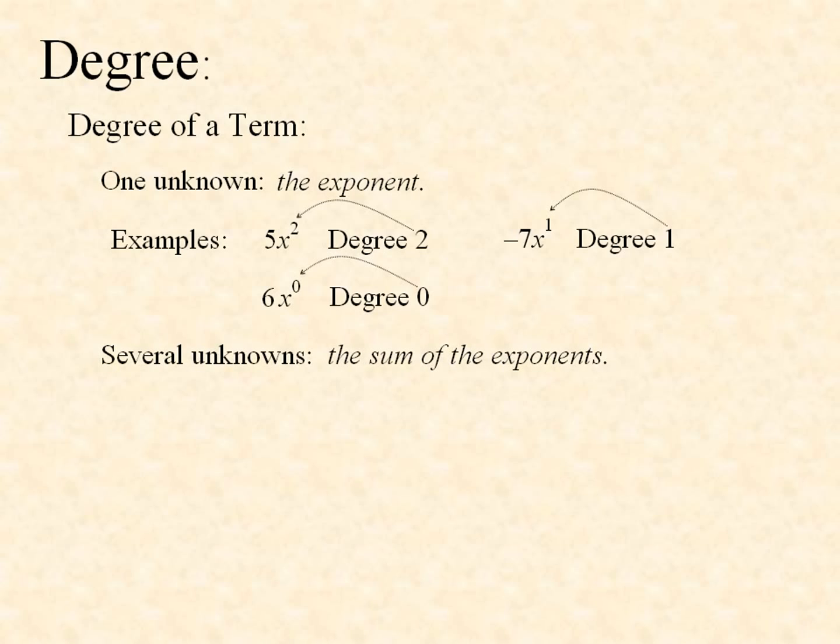When we have several unknowns, the degree is the sum of the exponents. For example, the degree of negative 7x third y squared z is 3 plus 2 plus 1. It's 6. We have to add the 1 for the exponent of z.